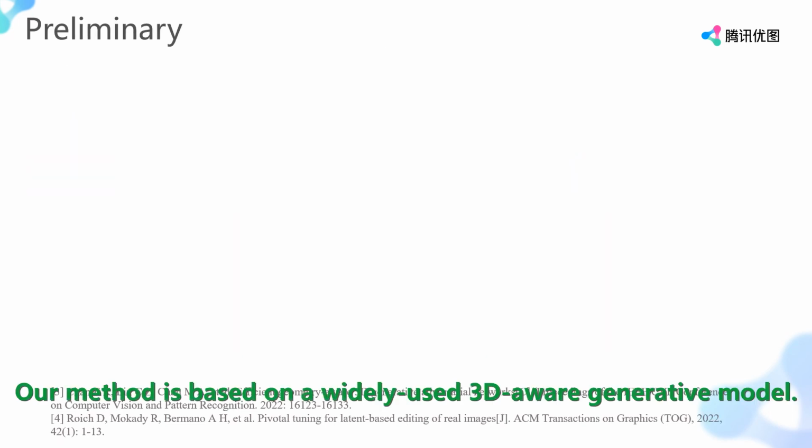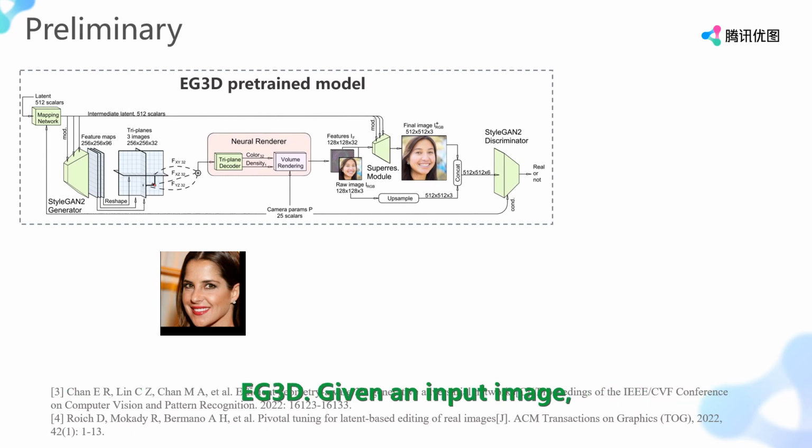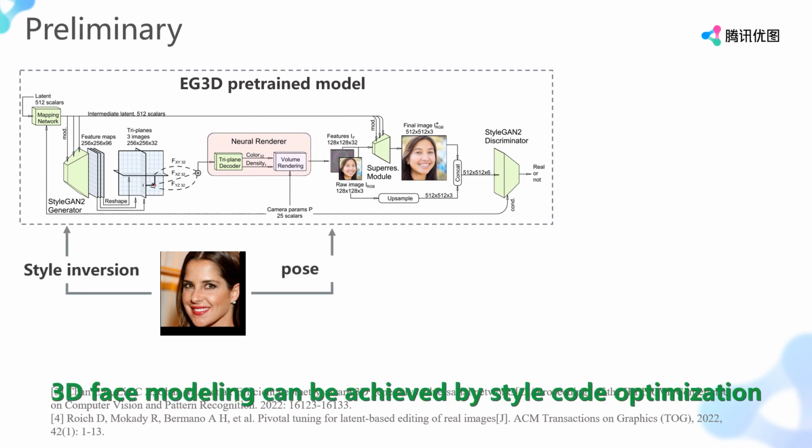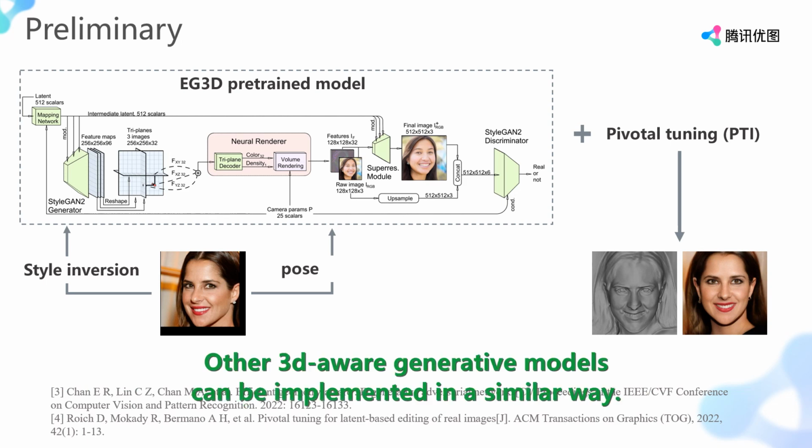Our method is based on the widely used 3D-aware generative model, EG3D. Given an input image, 3D face modeling can be achieved by style code optimization with corresponding poses, and pivot tuning to recover details. Other 3D-aware generative models can be implemented in a similar way.